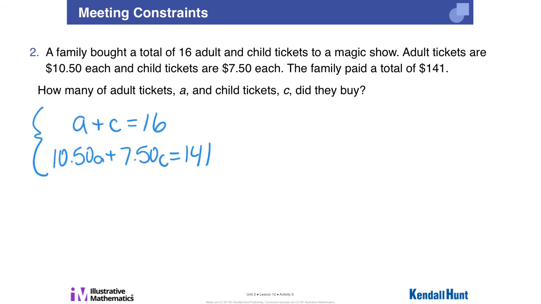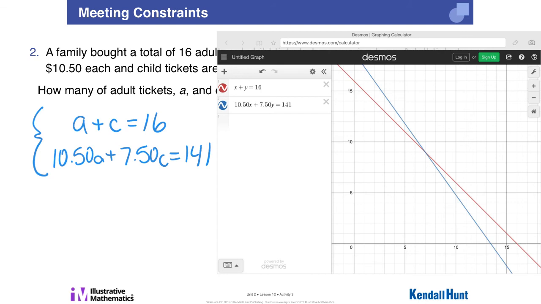Here's your system of equations for this one. This big curly bracket is what we usually use for systems of equations. It's not absolutely necessary though. Desmos can only use X and Y, so for A I used X and for C I used Y.